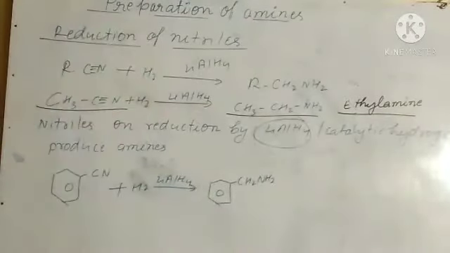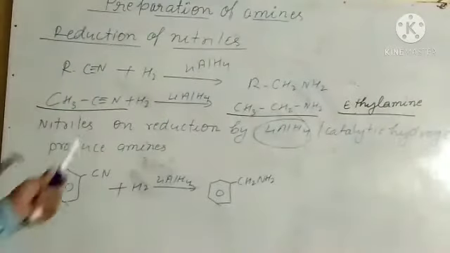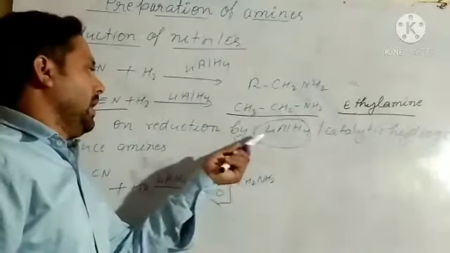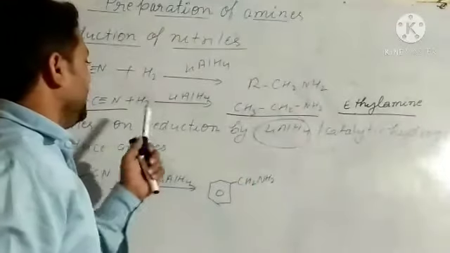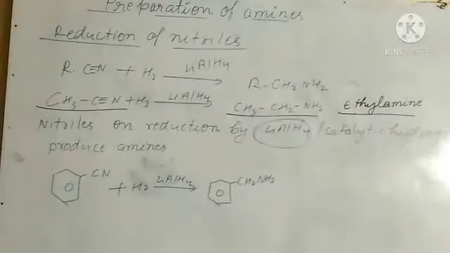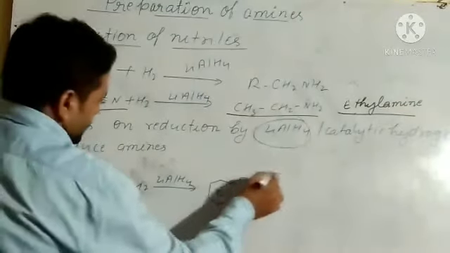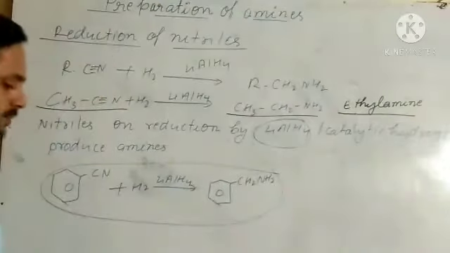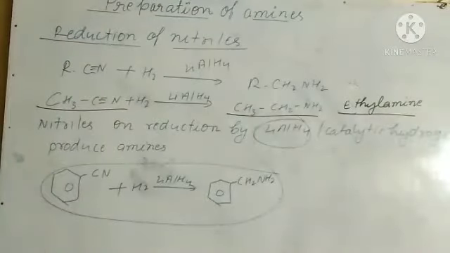So like this we can write: nitriles on reduction by lithium aluminum hydride or catalytic hydrogenation produce amines. So these are the methods for preparation of amines. Some more methods are there, we will discuss. Let us see the next method.